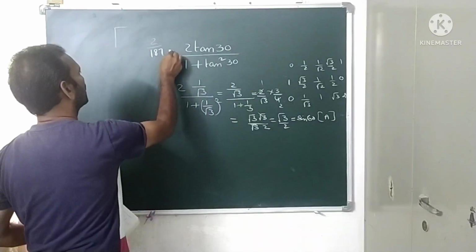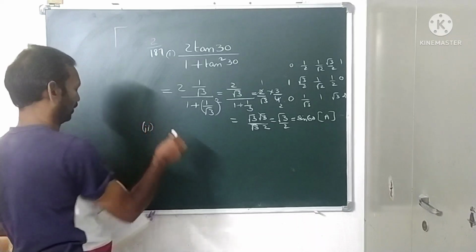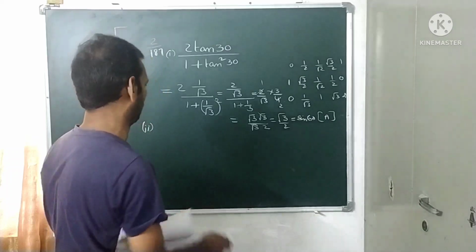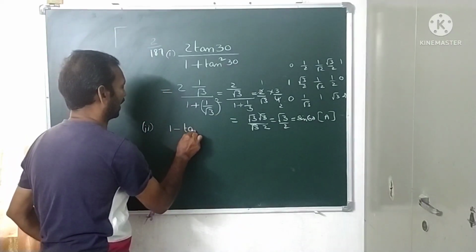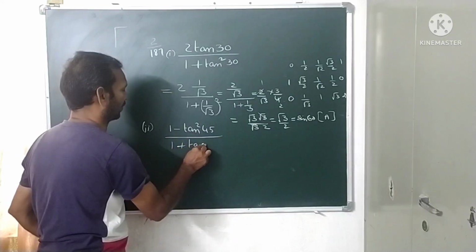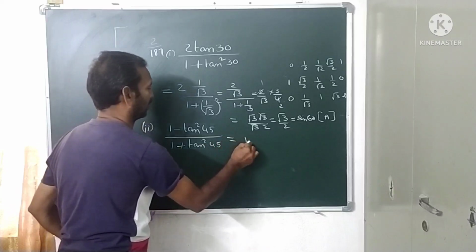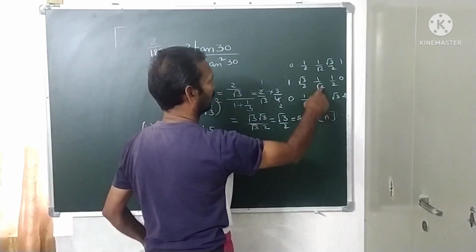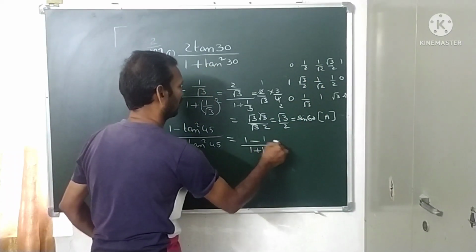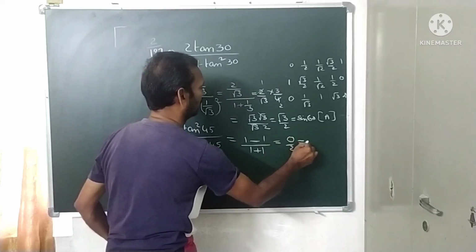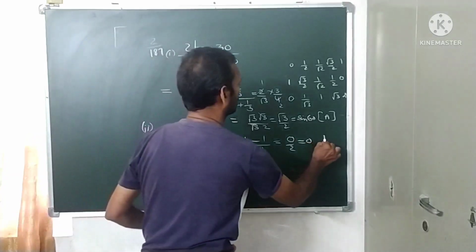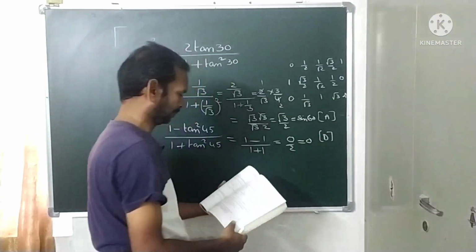Now in the second question, 1 minus tan square 45 by 1 plus tan square 45. That is equal to, tan 45 is 1. So 1 minus 1 by 1 plus 1. 1 minus 1 is 0. 0 by 2 is equal to 0. See, where is option 0? At D. So D is the correct option.